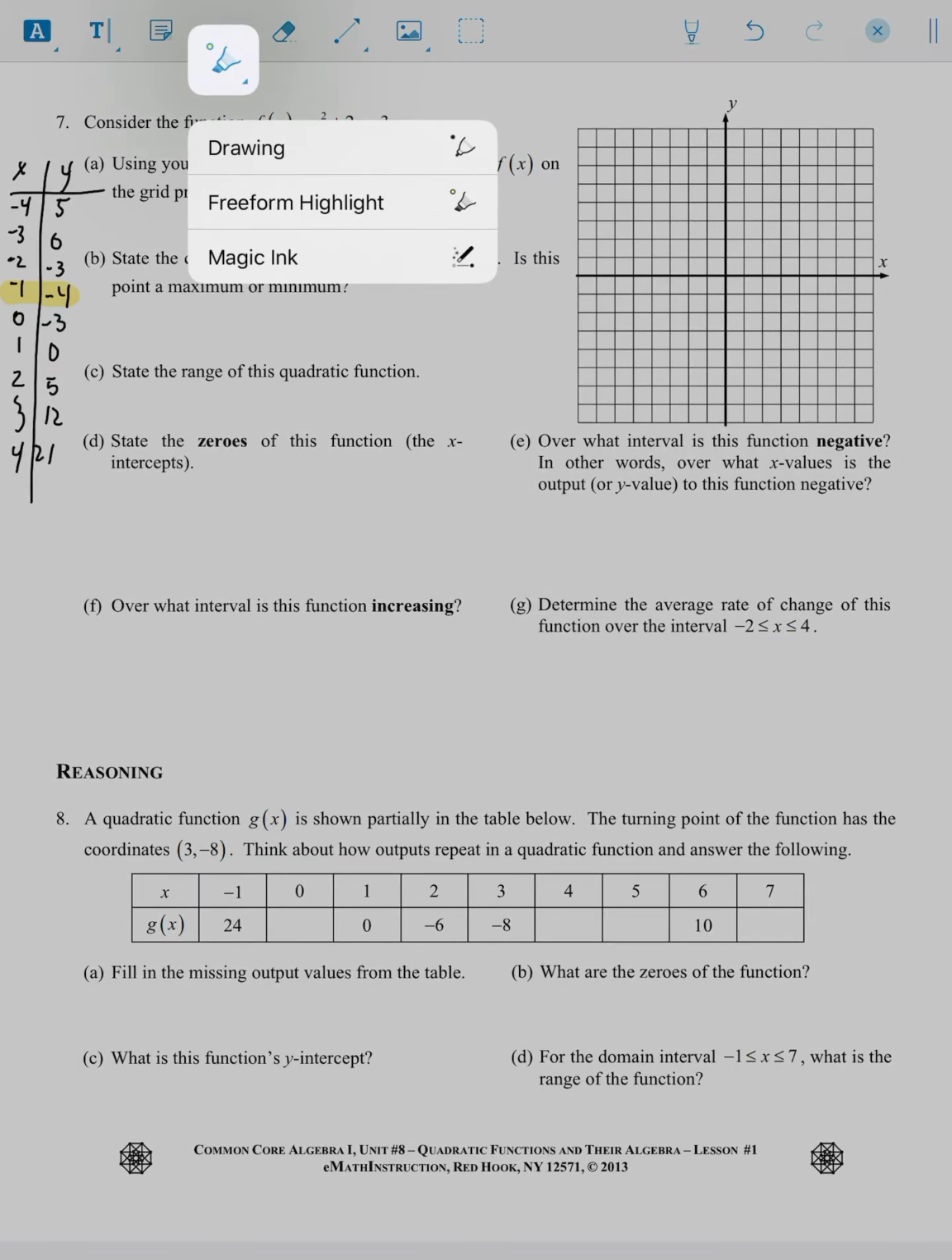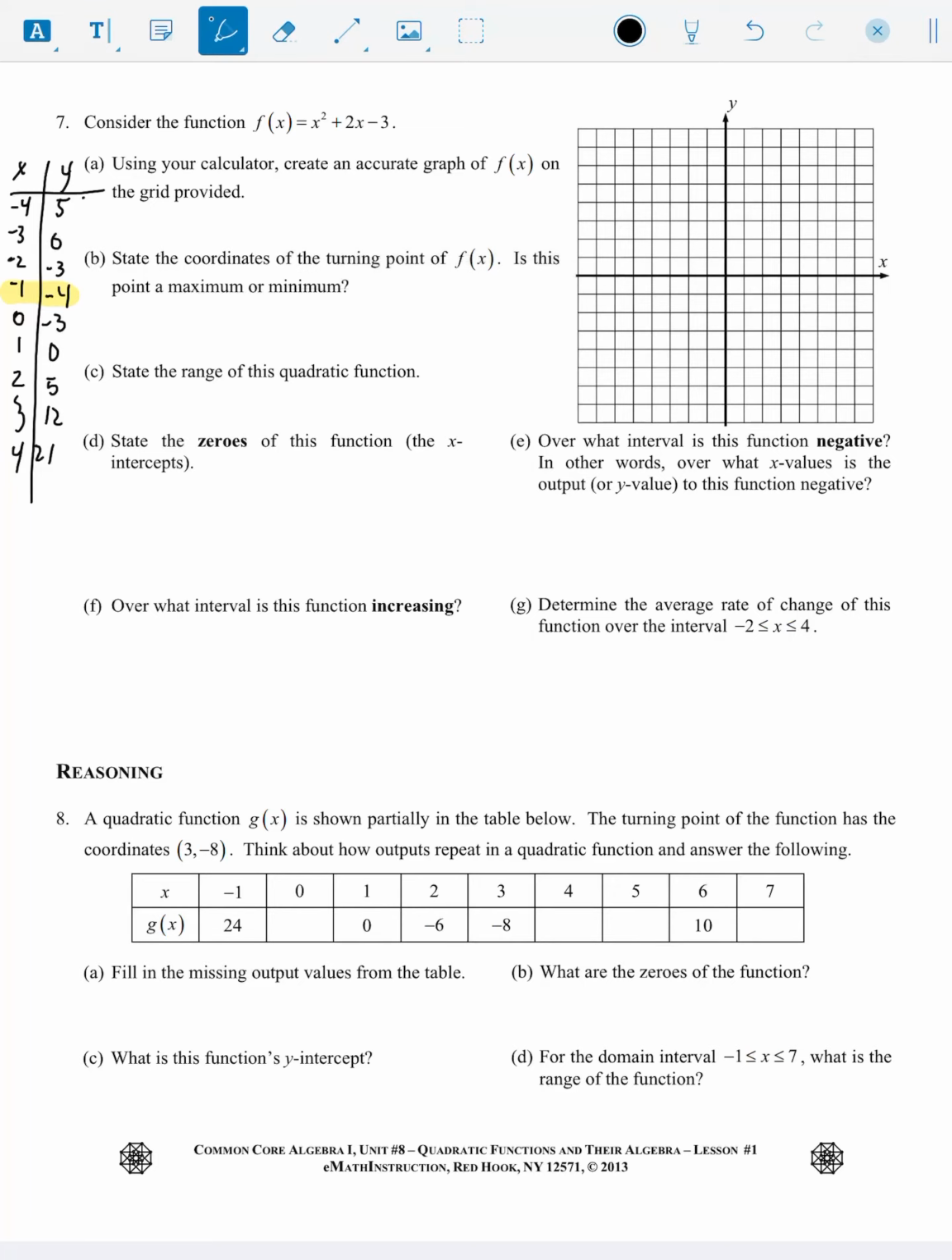I'm decreasing first, and on the other side of that point, -1, -4, I am increasing again. Now, I'm going to go to that point, -1, -4. I'm going to graph the 2 points directly next to them, 0, -3, and -2, -3. Notice the symmetry that is starting to form with my graph, and I have reached my minimum point. It is the lowest point on the y-axis.